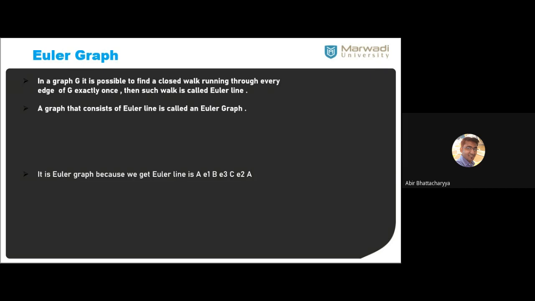Let's start. What is an Euler graph? Starting with the Euler graph today. Whatever things we have completed, if you recall, we have completed walk, path, and circuit. What is a walk, what is a path, and what is a circuit? Then we have defined what is a connected graph and a disconnected graph. Now, the next concept is the Euler graph.